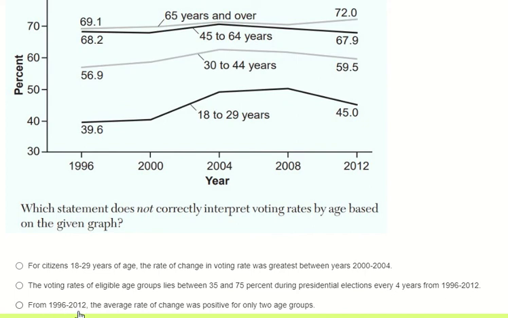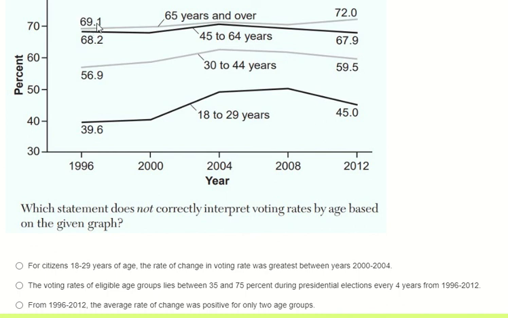From 1996 to 2012, the average rate of change was positive for only two groups. So we're saying from end to end. See how this started at 56.9 and ended at 59.5? If we go from end to end, it's higher over here than it is over here. That's positive, even though it goes up and then back down. This one goes up and then back down. But from 45 at the end, 39 at the beginning, 45 is greater. So that's also true. So these two are true.